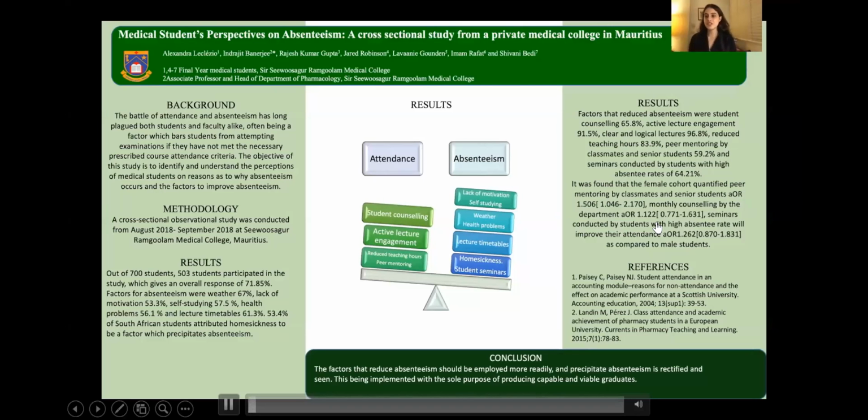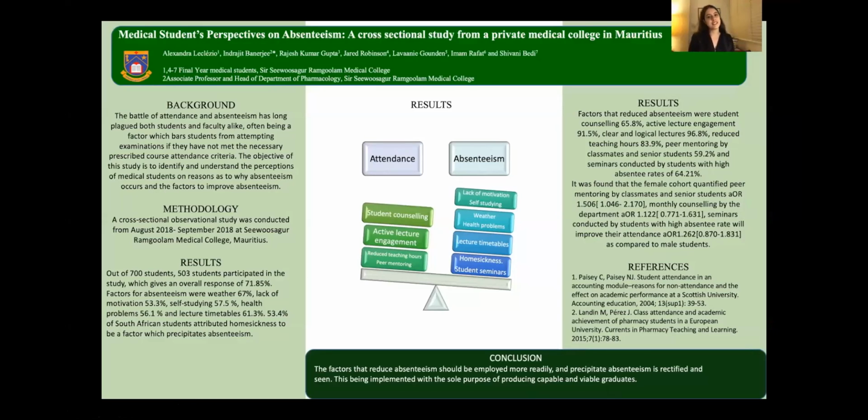My name is Alexandra Leclezio. I'm a student at SSR Medical College, Mauritius, and the research I'll be presenting today is titled Medical Students' Perspectives on Absenteeism, a cross-sectional study from a private medical college in Mauritius. The battle of attendance and absenteeism has long plagued both students and faculty alike. The aim of this study was to identify and understand the perceptions of medical students on reasons as to why absenteeism occurs, and the factors to improve absenteeism.